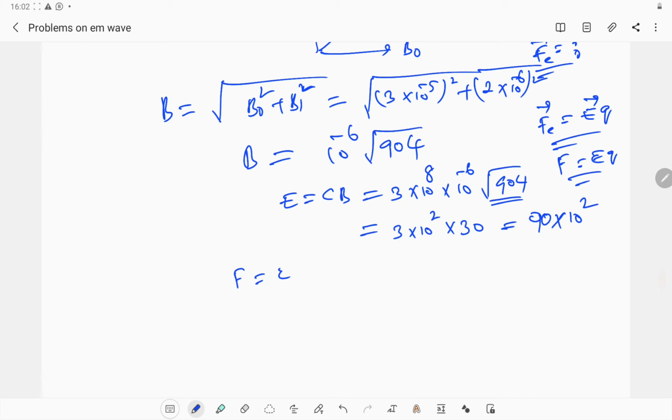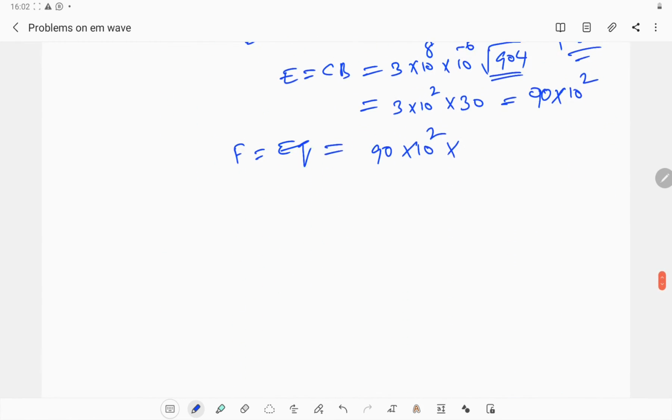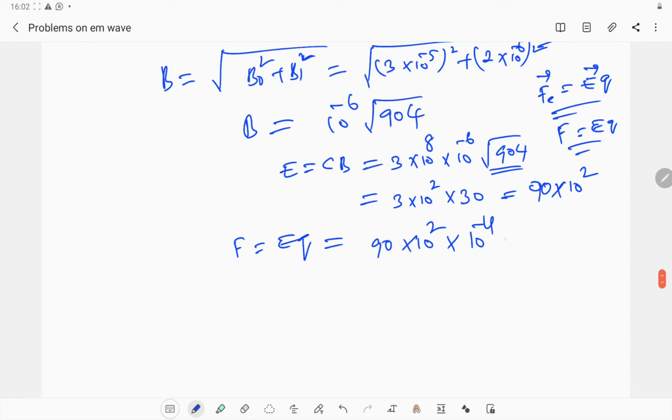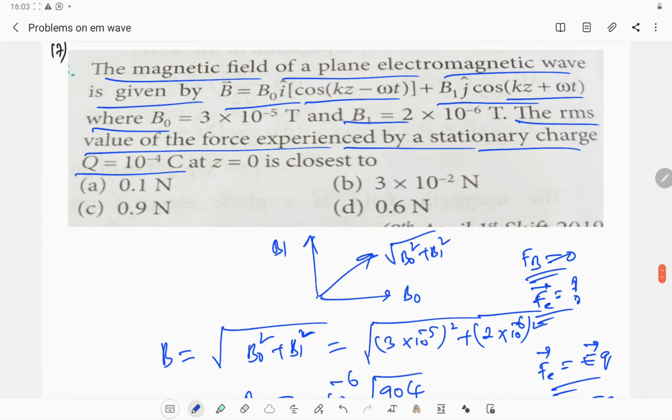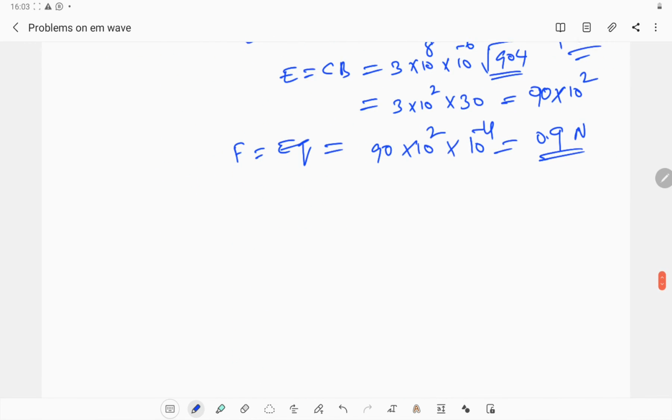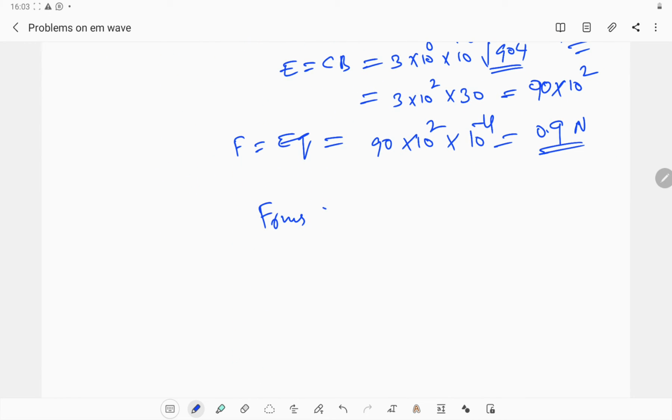Now force F is equal to E into Q. E is 90 into 10 square. Q is given as 10 to the power of minus 4. This becomes 0.9 newtons. But here I have to find out the RMS value of force. Therefore, RMS value of force, F RMS, is equal to F naught by root 2. Here I am taking F naught as 0.9, so 0.9 by root 2 becomes 0.6 newtons.